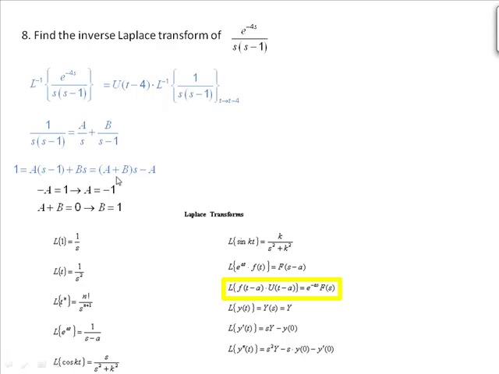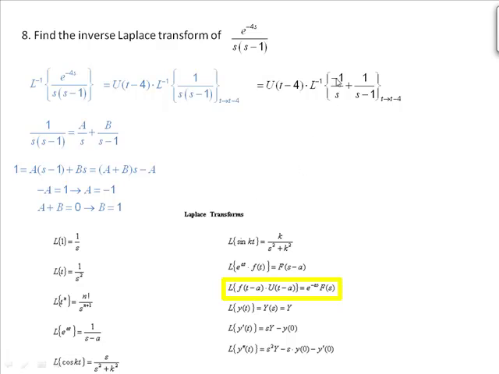And for the s terms, A plus B is equal to 0s, because there's no s term on the left side. So A plus B is 0, because A is negative 1, B has to be 1. Negative 1 plus 1 is 0. So A is negative 1, B is 1. Substitute those in. A is negative 1 to give you negative 1 over s. B is 1 to give you 1 over s minus 1.